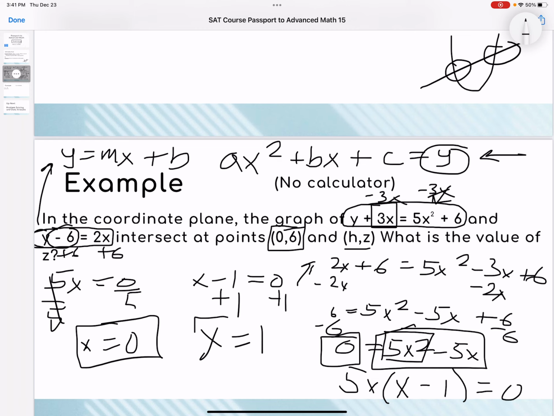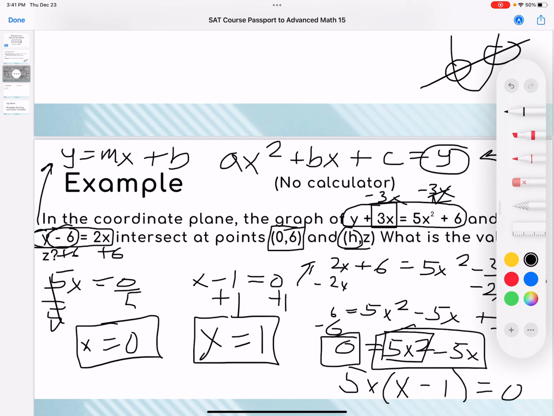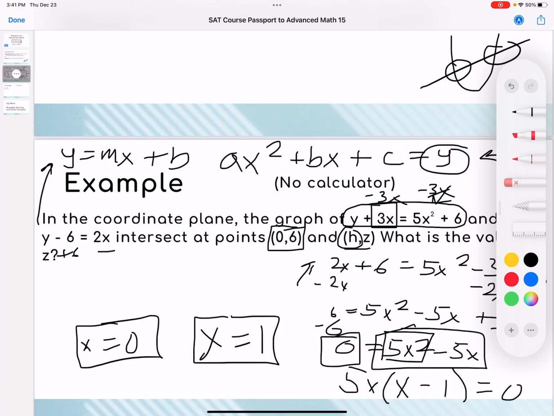But now, that's the x value, that's h basically, right? Now we just need to know the y value. And the way we do that is we can plug it in to either of our original equations. The easiest one to do that in, of course, was the linear equation. So we'll go ahead and do that. And when we do, we see that y minus 6 equals 2 times x, or 2 times 1, which is just 2. And then if we add 6 to both sides, we'll see that y equals 8.